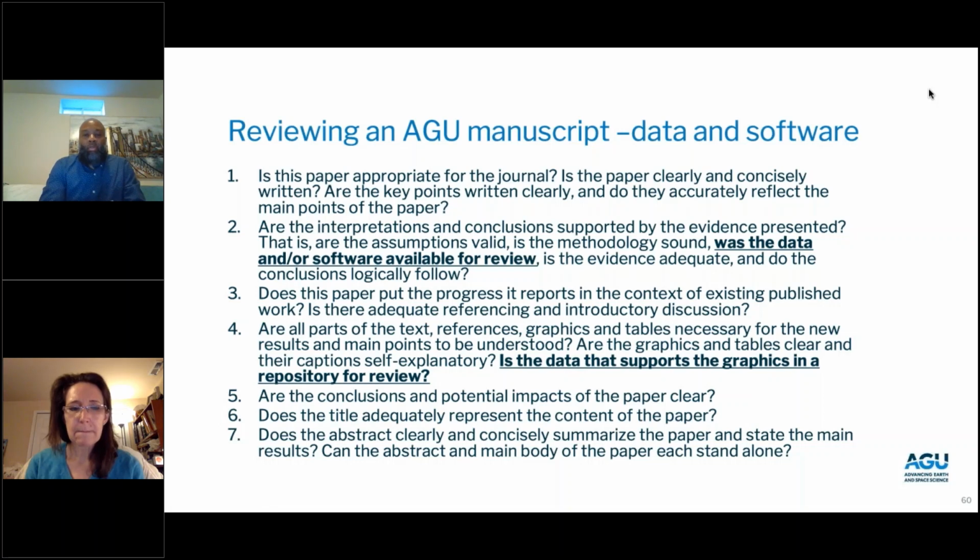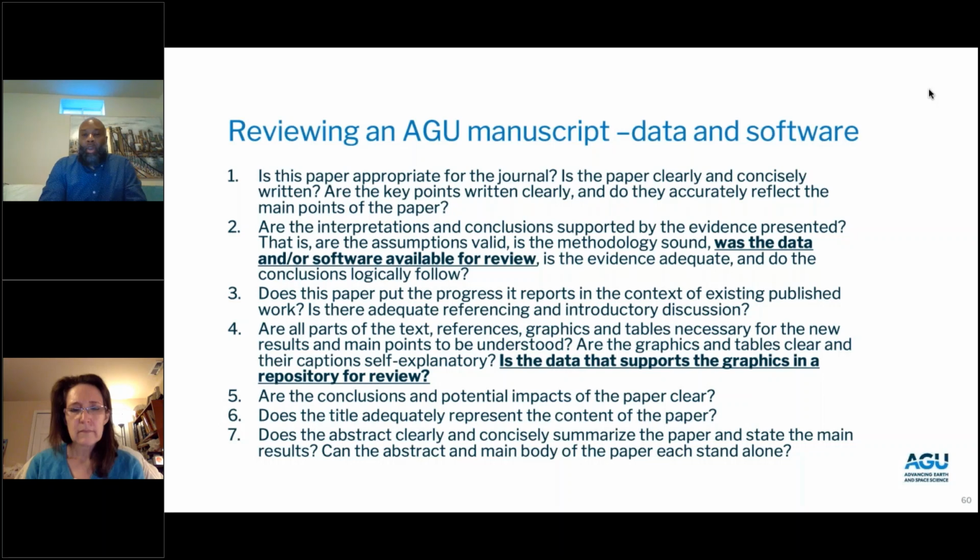Sure. So we ask peer reviewers to look at a number of things when they're assessing the submissions and validating the results. These are a lot of standard questions. Is the paper written in a clear, concise manner? Is the paper appropriate for this journal? Is it in scope within the journal that it's submitted to? Are the interpretations and conclusions supported by the evidence presented? But then once again, very specifically to the point of this particular webinar, was the data or software available for review? If not, it makes it a little bit more difficult to validate those conclusions.